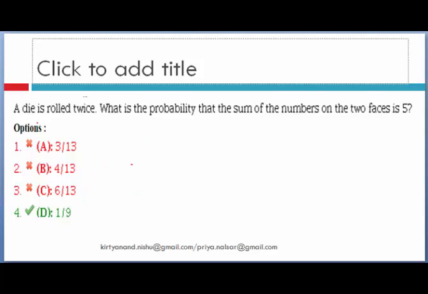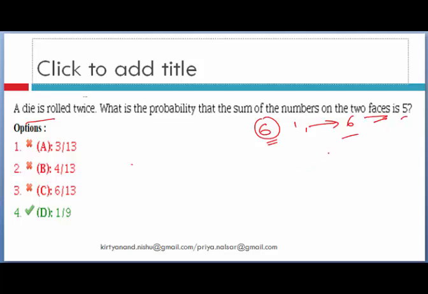Okay, so there is a die, and we know that a die has basically 6 things that can come when you roll a die. That is 1, 2, 6. Okay. Now the question asks that we are rolling a die twice, and the probability that the sum of the numbers on the 2 faces should be 5.